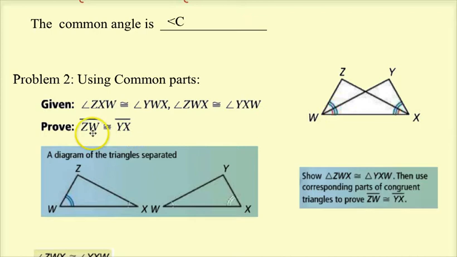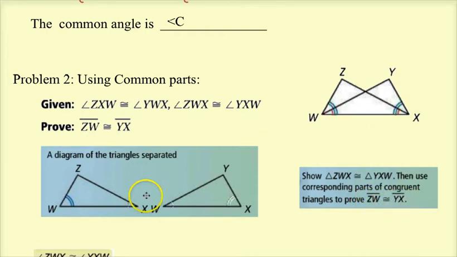I want to prove that ZW, which is this side right here, is congruent to YX, which is this side. Now I can't prove any sides or angles congruent without first proving the triangles are congruent. Remember, that was the CPCTC. So first the plan is I want to show that triangle ZWX is congruent to triangle YXW. Then I'm going to use the corresponding parts of congruent triangles to prove that ZW is congruent to YX.